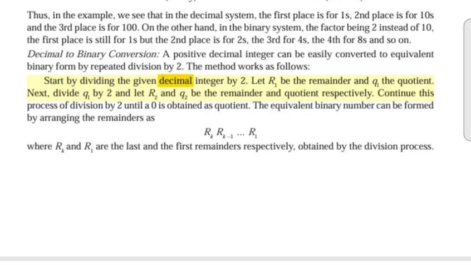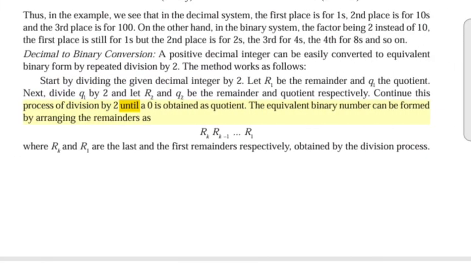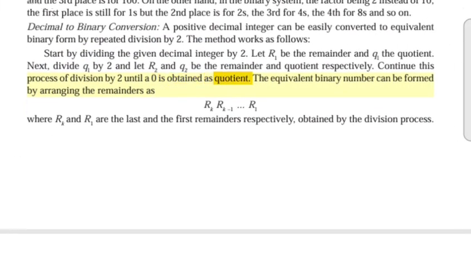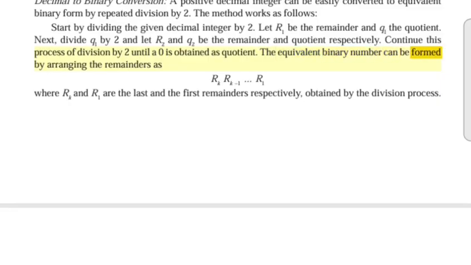Start by dividing the given decimal integer by 2. Let R1 be the remainder and Q1 the quotient. Next, divide Q1 by 2 and let R2 and Q2 be the remainder and quotient respectively. Continue this process of division by 2 until a 0 is obtained as quotient. The equivalent binary number can be formed by arranging the remainders as Rk, ..., R1, where Rk and R1 are the last and the first remainders respectively, obtained by the division process.